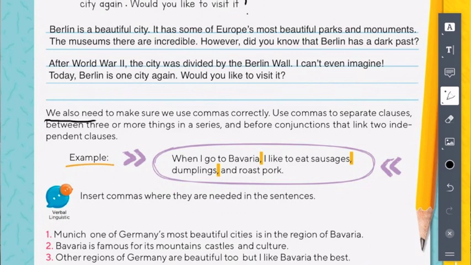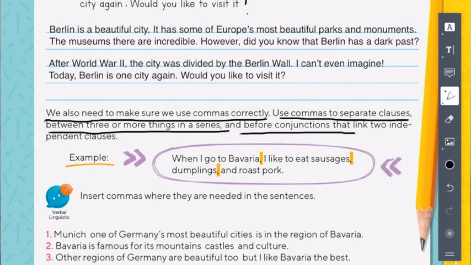Let's read together. We also need to make sure we use commas correctly. Use commas to separate clauses between 3 or more things in a series, and before conjunctions that link two independent clauses. All right, super easy. Let's read the example. When I go to Barbaria, I like to eat sausages, dumplings, and roast pork. Super easy.